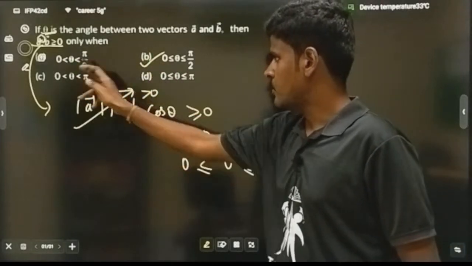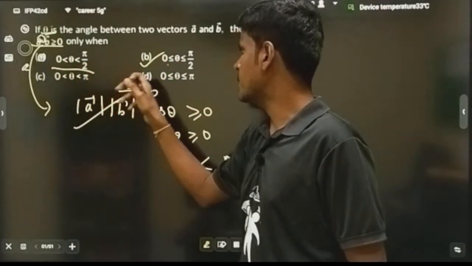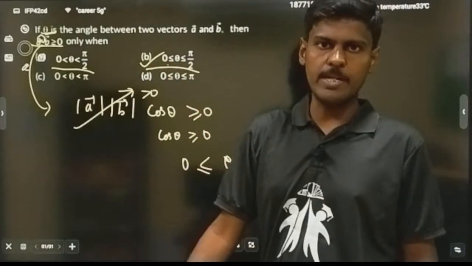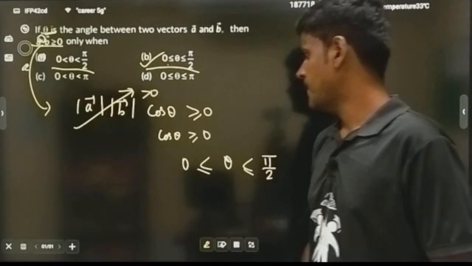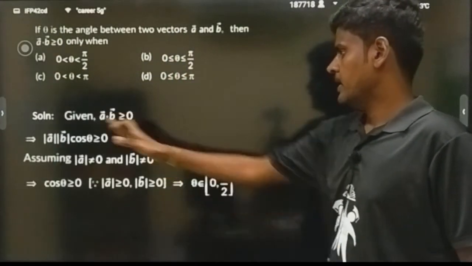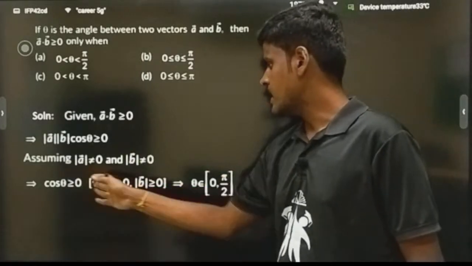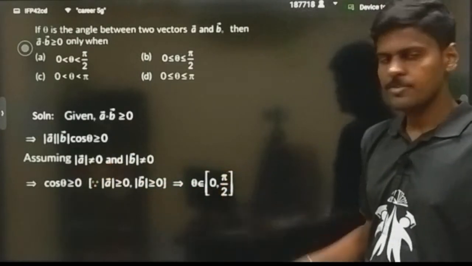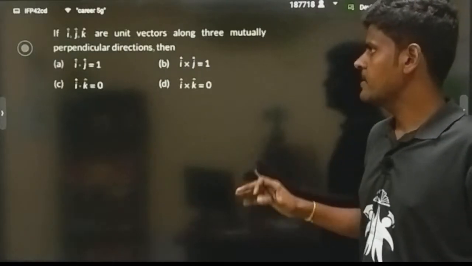We have to be careful about choosing from these two options, as these two look very similar. You may commit mistake while marking, but the correct option should be option B. A mod B cos theta is greater than or equal to 0. That means cos theta is greater than or equal to 0. So what is the range of theta? That is between 0 to 90 degrees.